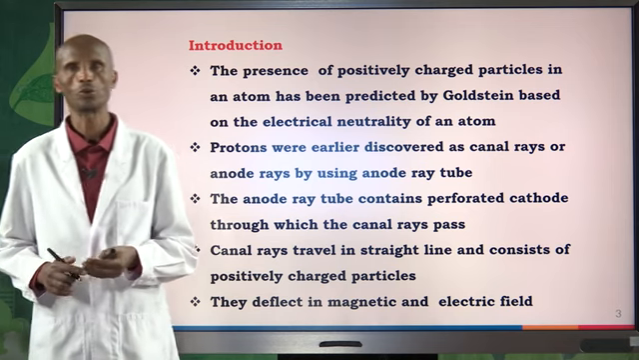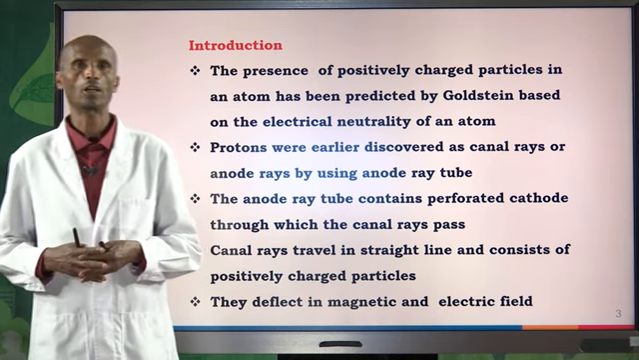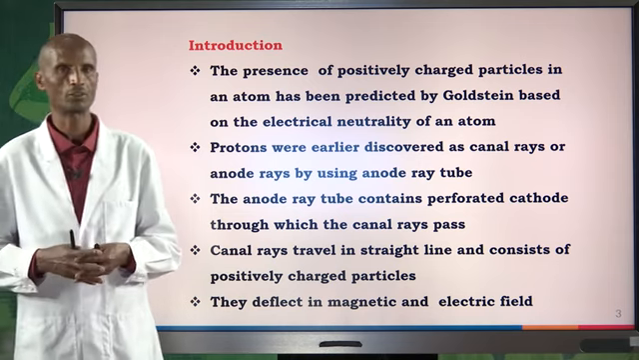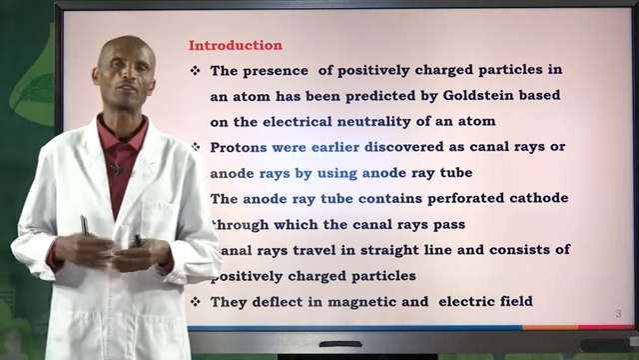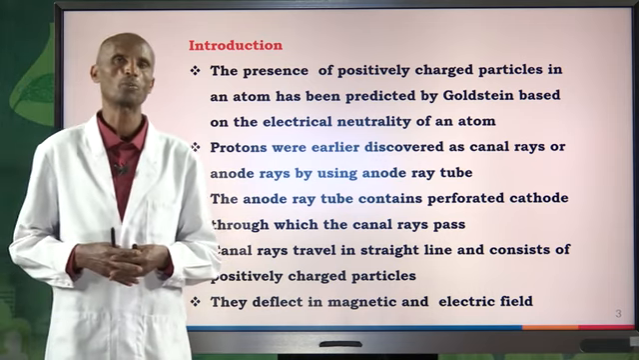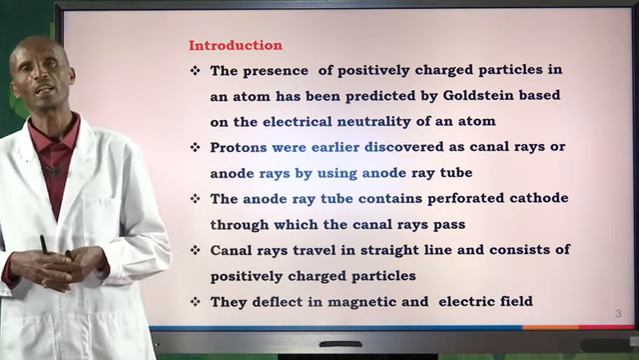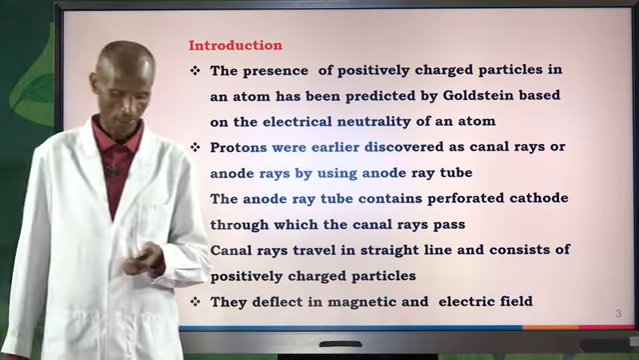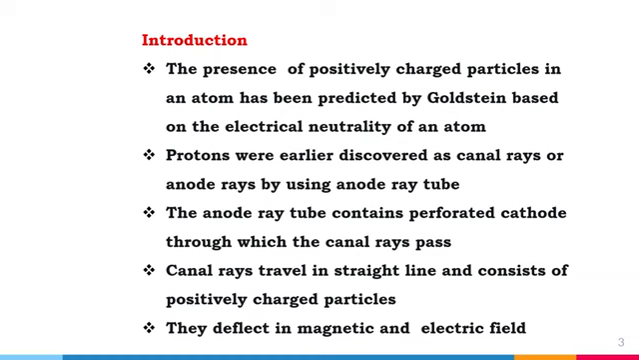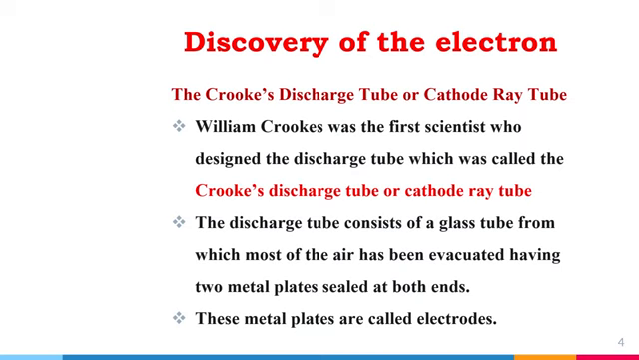This anode ray tube contains a perforated cathode through which the canal rays pass. So canal rays travel in a straight line and consist of positively charged particles. They deflect in magnetic and electric fields. Bearing this in mind, let us discuss today's topic, the discovery of the electron.